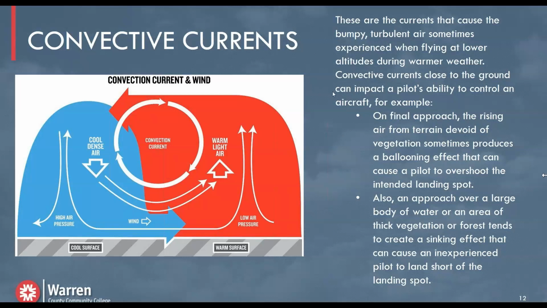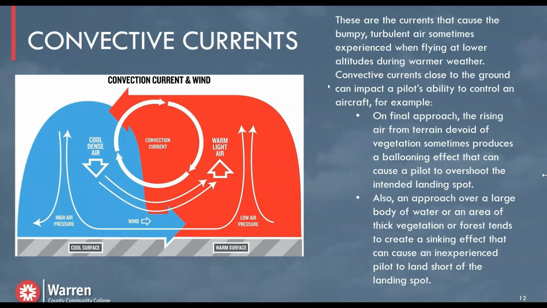So when we talk about convective currents, these are currents that cause the bumpy, turbulent air sometimes experienced when flying at lower altitudes during warmer weather. Convective currents close to the ground can impact the pilot's ability to control an aircraft. For example, if they're coming in for a final approach, the rising of the air from the ground, devoid of vegetation, sometimes produces a ballooning effect that can cause a pilot to overshoot a landing spot.